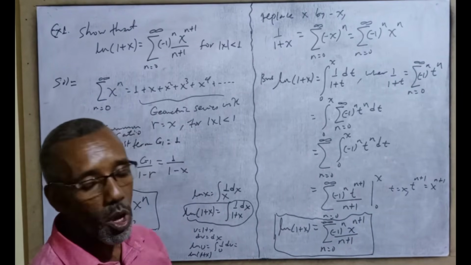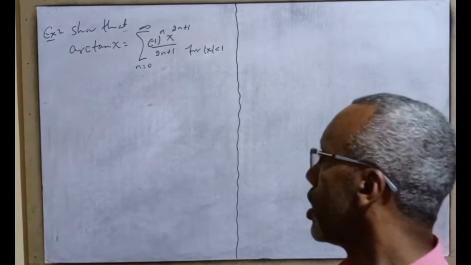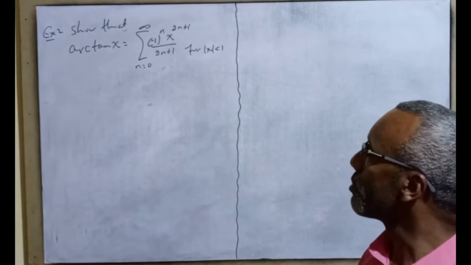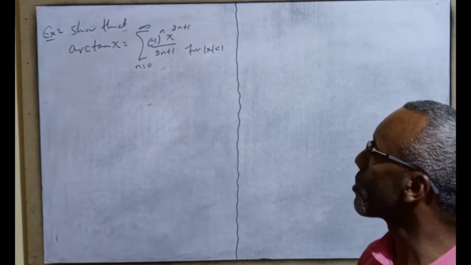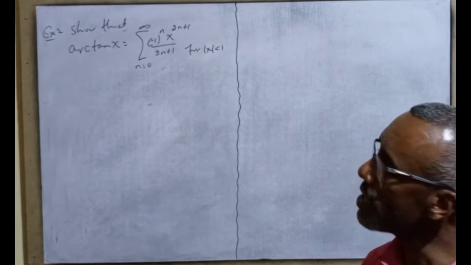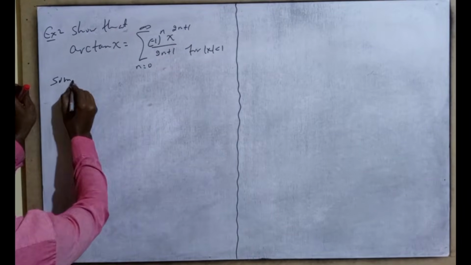Let us see one more example. Show that arctan of x is equal to the sum of minus 1 raised to n x raised to 2n plus 1 divided by 2n plus 1, for absolute value of x less than 1. To find this, arctan means tan inverse of x.